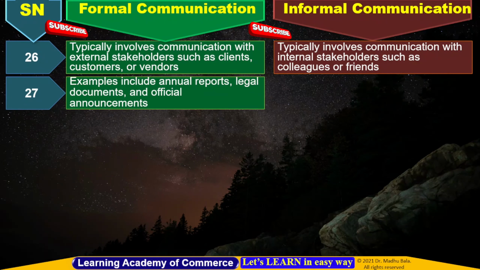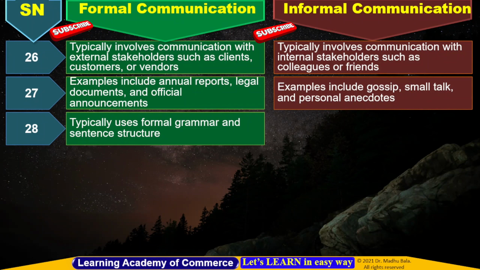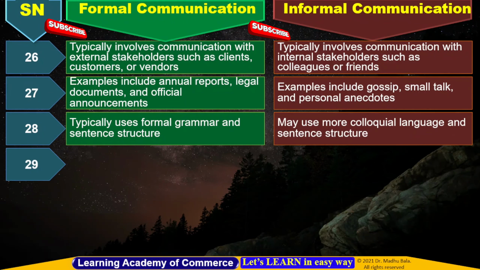Examples of formal communication include annual reports, legal documents, and official announcements. While the examples of informal communication include gossip, small talk, and personal anecdotes. Formal communication typically uses formal grammar and sentence structure, while informal communication may use more colloquial language and sentence structure.